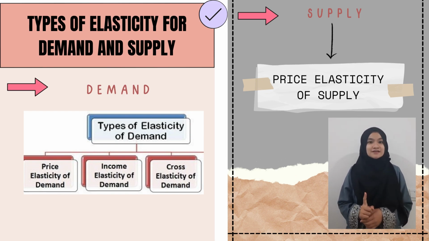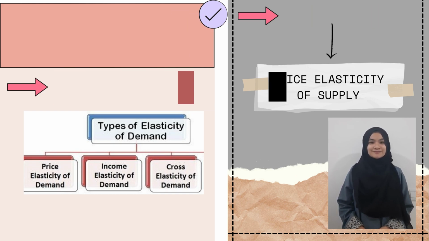These are the types of elasticity for demand and supply. First, price elasticity of demand. Second, income elasticity of demand. Third, cross elasticity of demand. And for supply, there is price elasticity of supply.